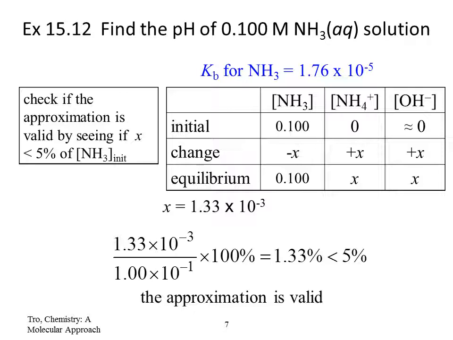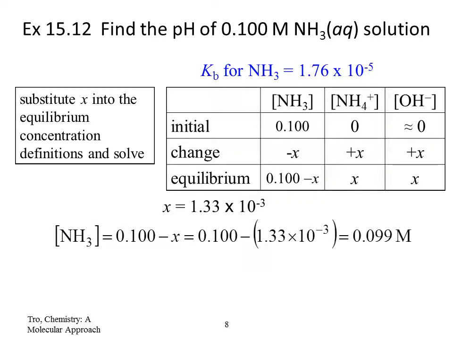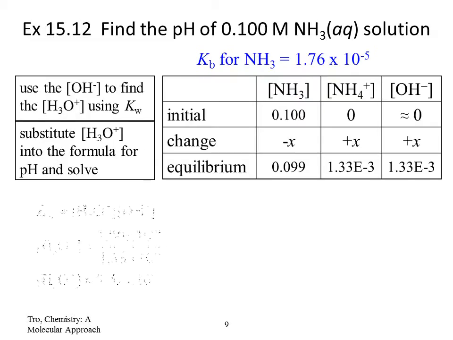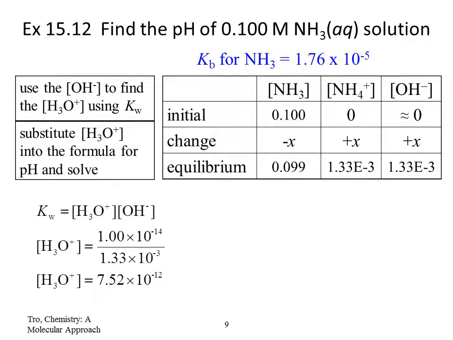Now we are going to substitute the X values into the concentrations of ammonia, ammonium, and OH minus. So now we know the OH minus concentration. If the question is asking for the pH, that means we should know the H plus concentration. We already learned the relationship between H plus and OH minus, so we can use this equation: Kw equals H plus times OH minus. We can solve for H plus, which will give you 7.52 times 10 to the power minus 12.